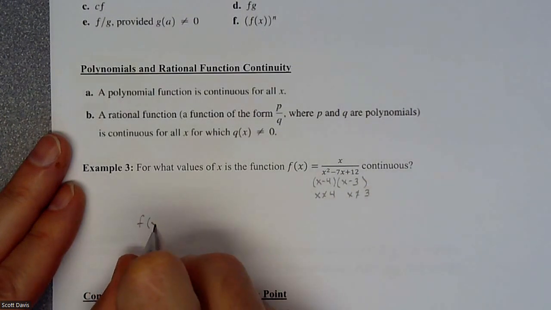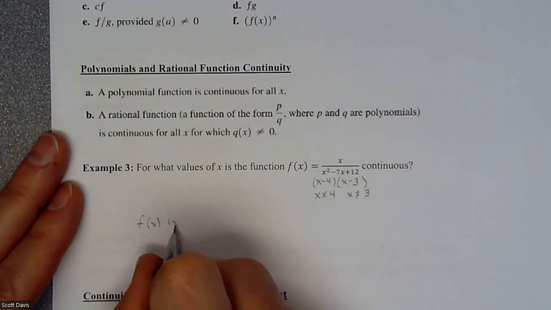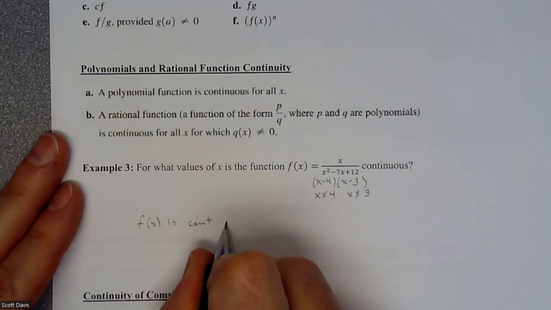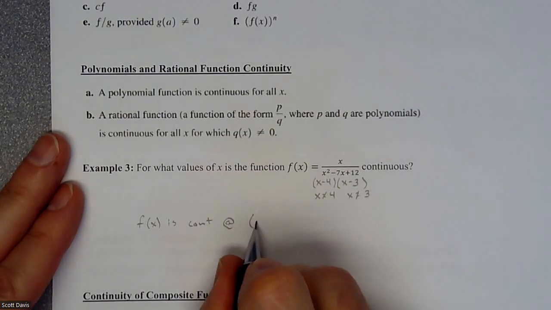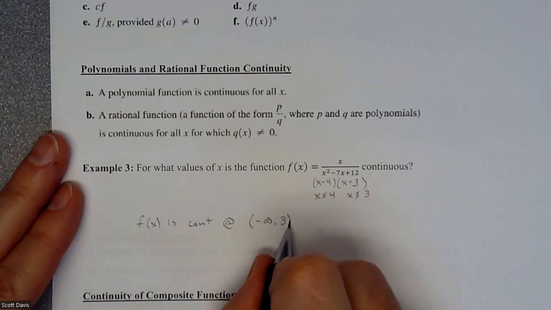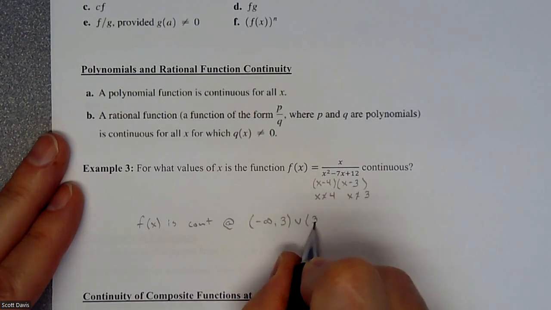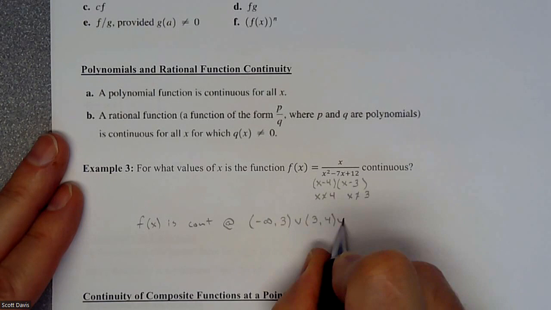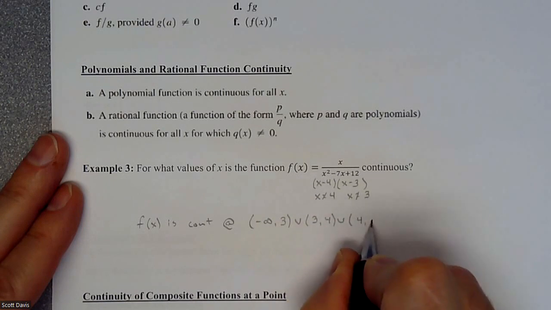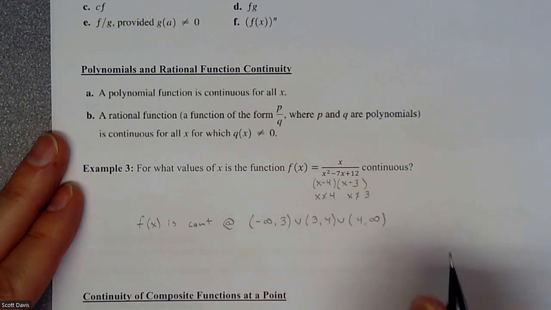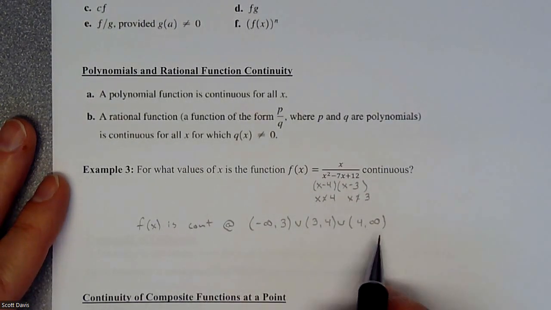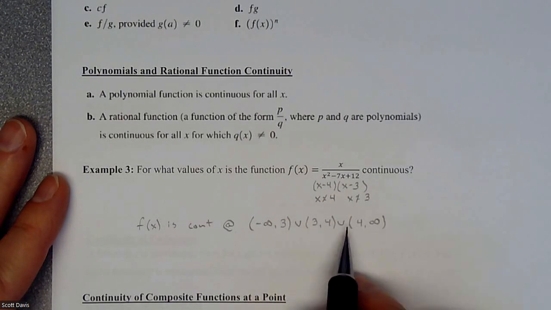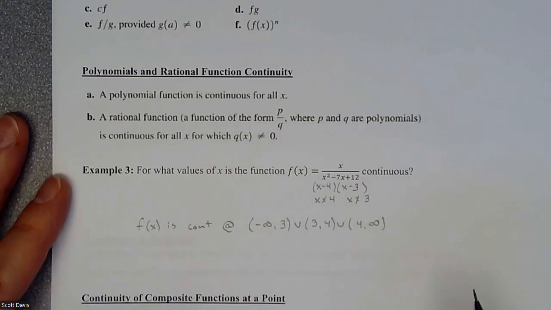Well, f of x is continuous from -infinity to 3, and then 3 to 4, and 4 to infinity, which is really the exact same idea as when you list out what's the domain. You're listing out what are the values that are okay, right? So we're kicking out 3, we're kicking out 4, and that's all we're really looking to do.